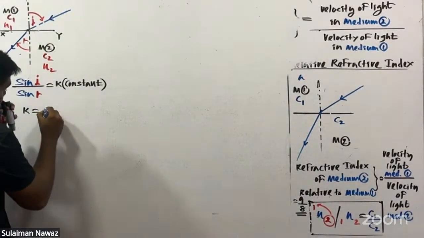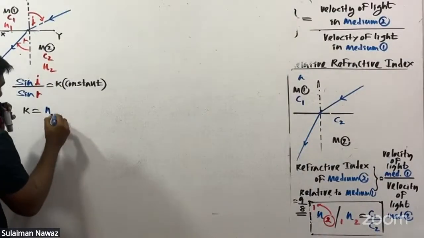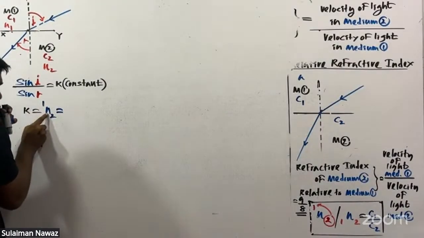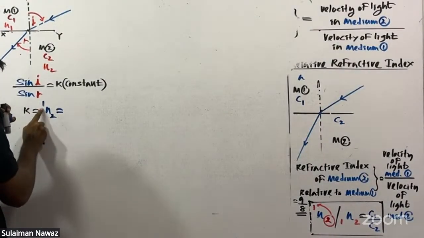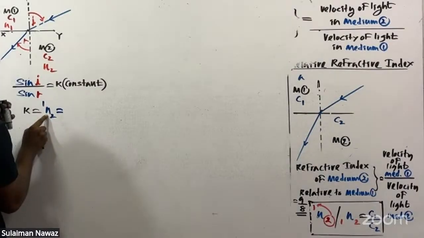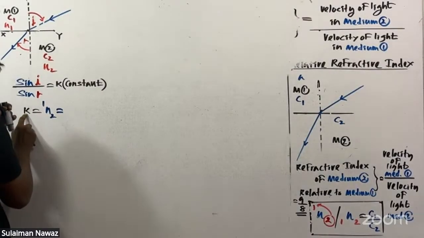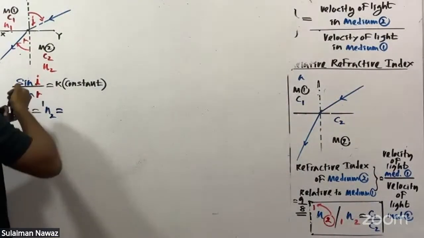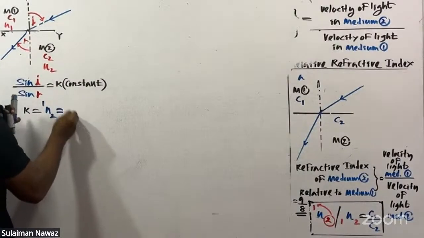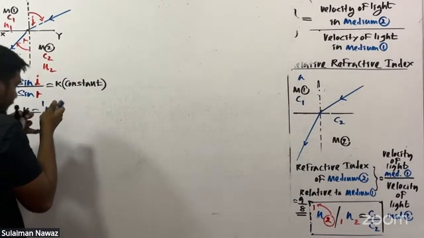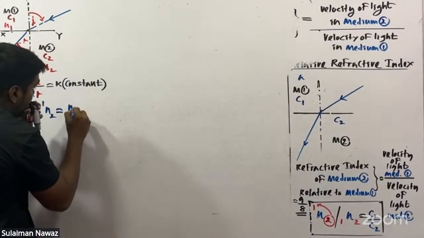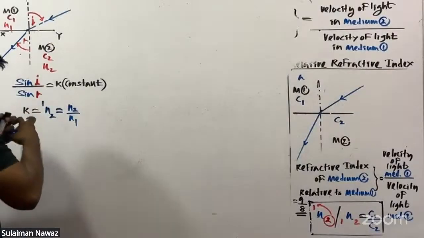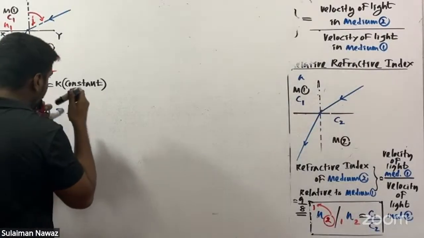How can I write the refractive index of medium 2 relative to medium 1 in terms of absolute refractive index? Tell me this value. It's n2 to n1: the absolute refractive index of medium 2 over the absolute refractive index of medium 1. Nice story. Equation 1.